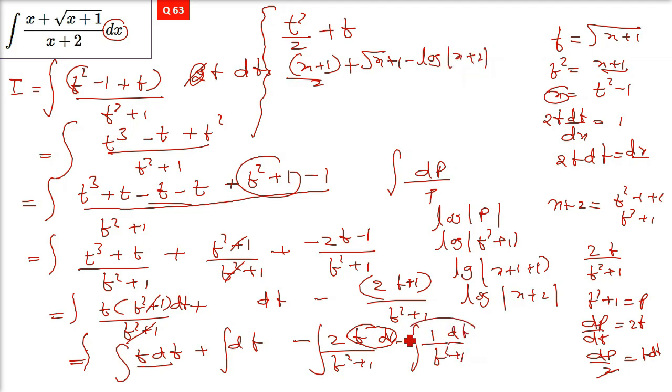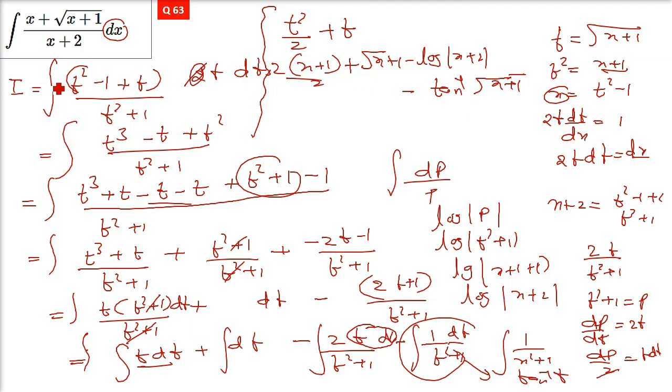Now one more term is remaining. Integration of 1/(1 + t²). So the integration of 1/(1 + x²) was tan inverse x. You already know that. So this will be tan inverse t directly. 1/(1 + t²) will be tan inverse t. And what was t? t was √(x + 1). So I'm just adding it now, while subtracting actually. Tan inverse √(x + 1). So this whole is your final answer.